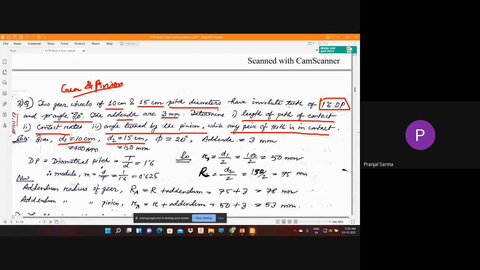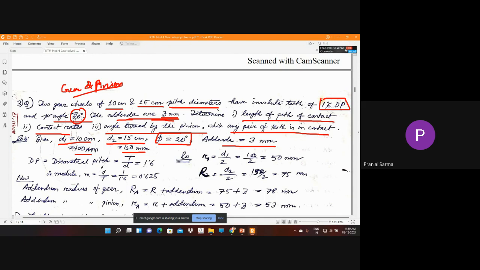Addenda, etc., are in terms of millimeter, as well as module also generally we use in terms of millimeter. So if we convert these values, 10 centimeter, 15 centimeter to millimeter, 10 centimeter becomes 100 millimeter, 15 means 150 millimeter. Similarly, the pressure angle is given. Pressure angle means that is phi. So phi is 20 degree, and the addenda is given, that is 3 millimeter. That also we will write down.